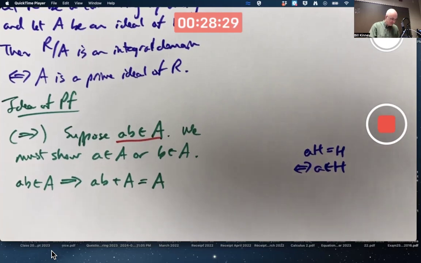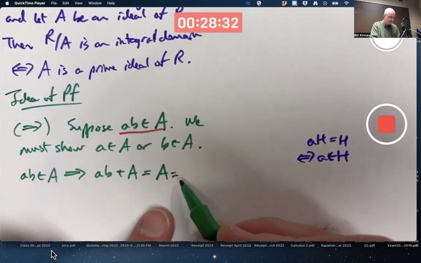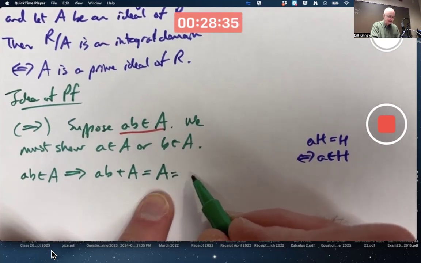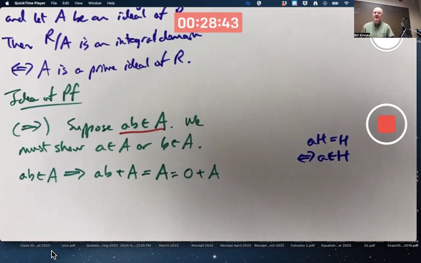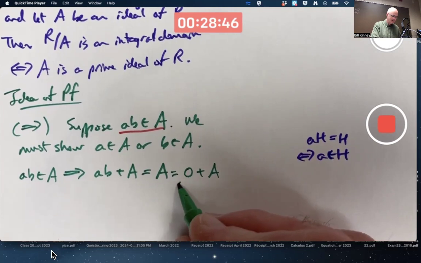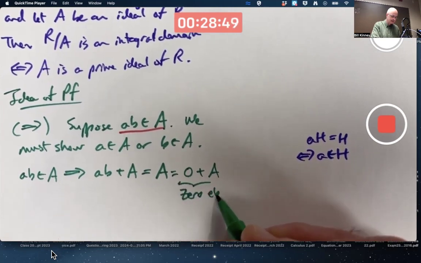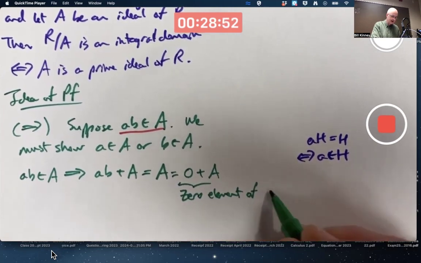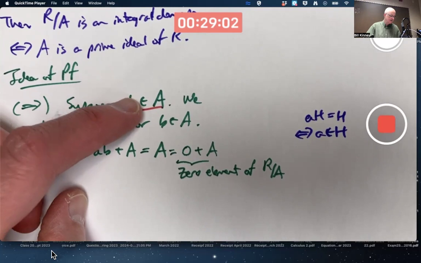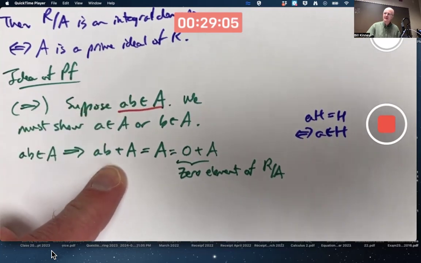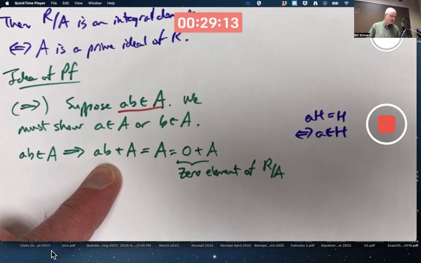Well, what does this mean? Well, the left coset, A itself, is the same as 0 plus the left coset. This is the zero element of the factor ring, the additive identity. Interesting. If I suppose a product is in the ideal, then the corresponding coset with that thing as the representative is the trivial coset, the zero of the factor ring.